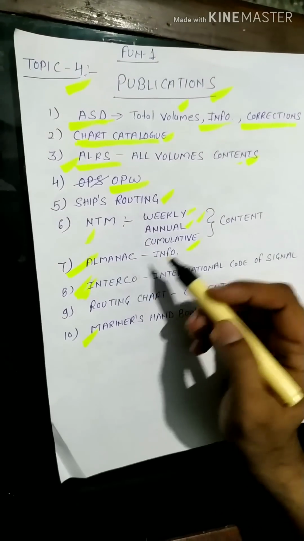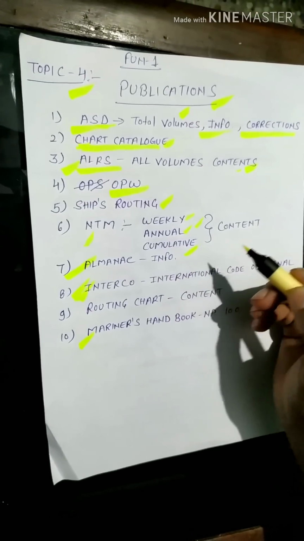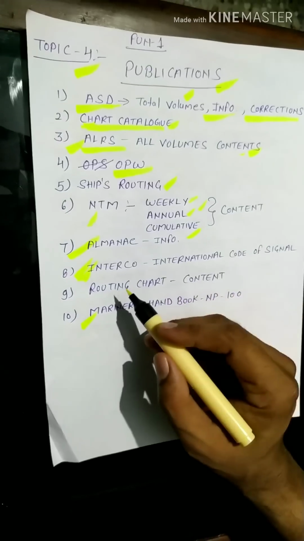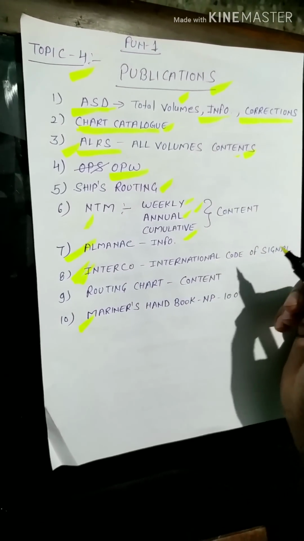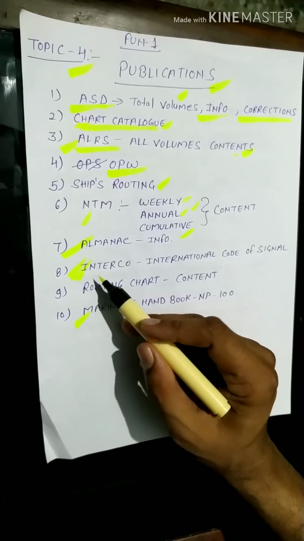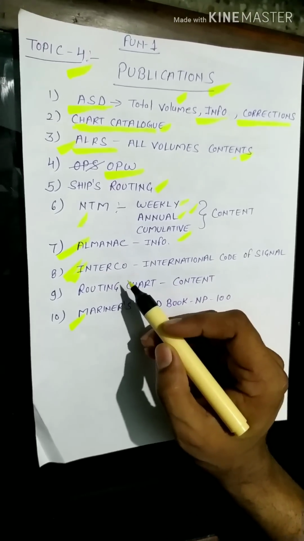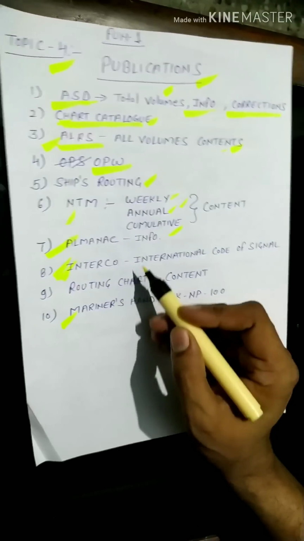Next one is the almanac. In almanac, what all information you get from the almanac, that you have to learn. Next one is the Intercode, that is International Code of Signals. The information content in the Intercode, that you have to learn, and when we use it or purpose of the Intercode.